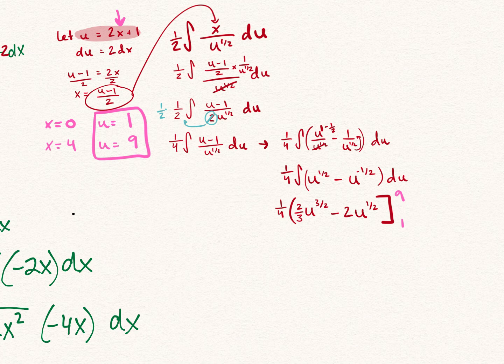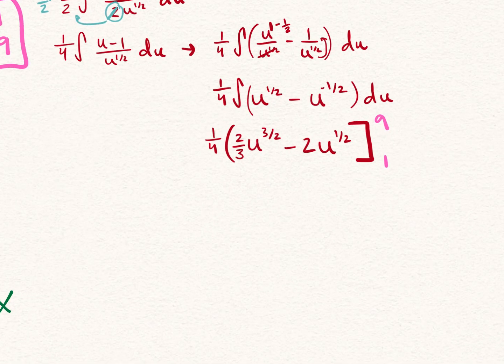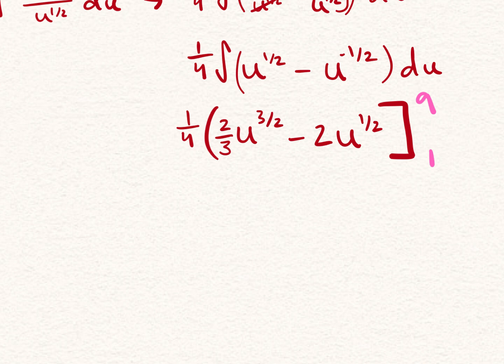So now that I have u values, I can plug these into my u's. So I have 1/4. I'm just going to leave that 1/4 outside. Actually, I could distribute it. Either way, it doesn't matter. I'm going to distribute it just to make our fractions a little bit nicer. So I'm going to distribute it here. So this would be 1/6 u to the 3/2 power, bless you, minus 1/2 u to the 1/2 power from 1 to 9.